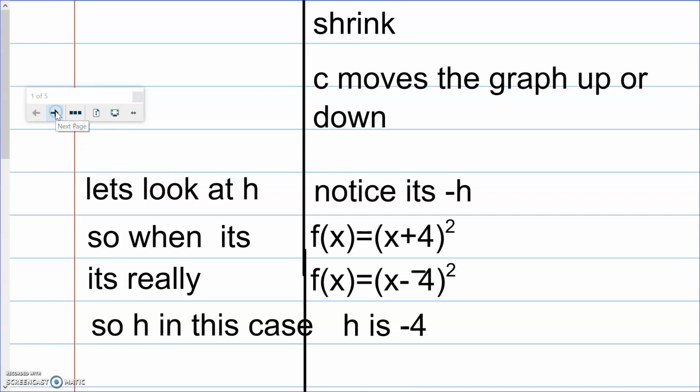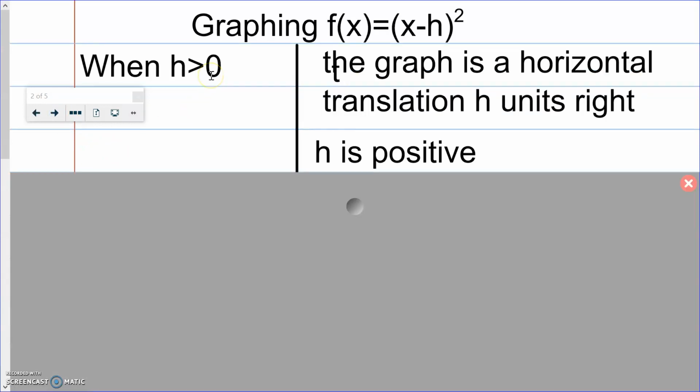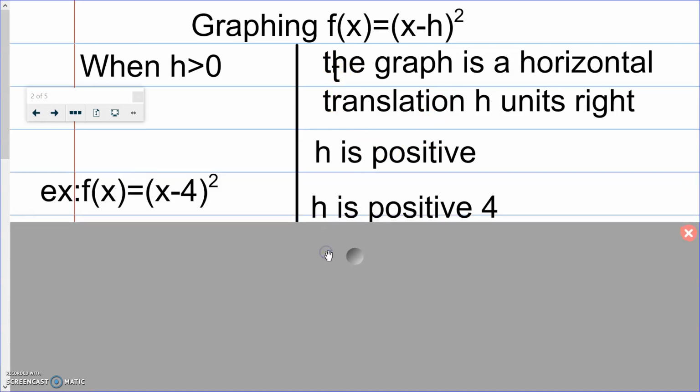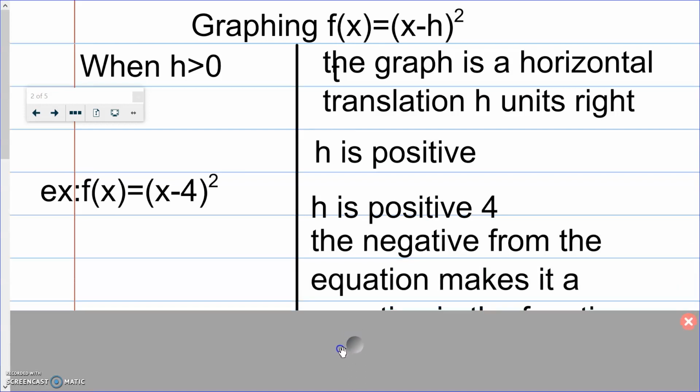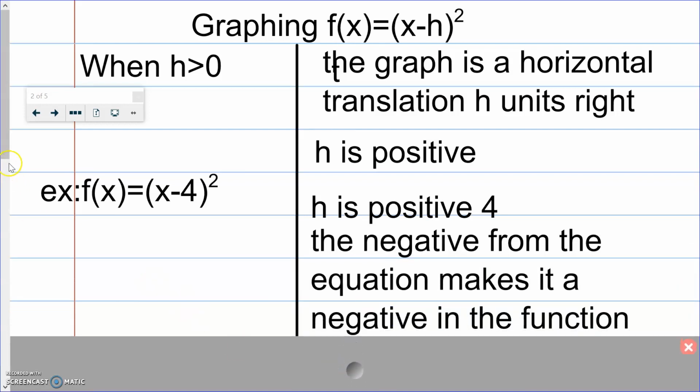So let's do a little work. We want to look at when h is bigger than 0 or positive. When h is positive, the graph is a horizontal translation, h units to the right. So let's look at an example. f of x equals x minus 4 squared. Remember in this case, h is a positive 4. It's the opposite of what's going on in here. This is minus 4, so h is a positive 4. The negative from the equation makes it a positive because a negative times a negative gives us a positive.